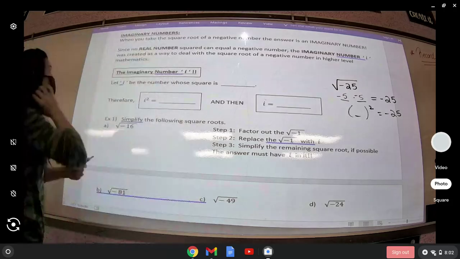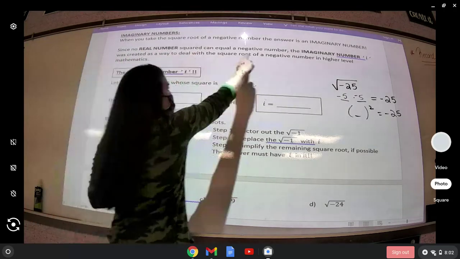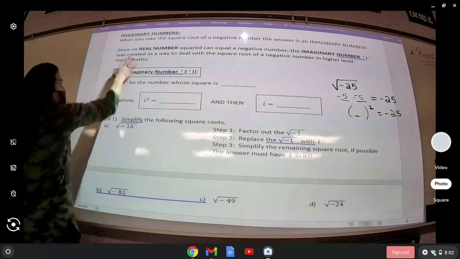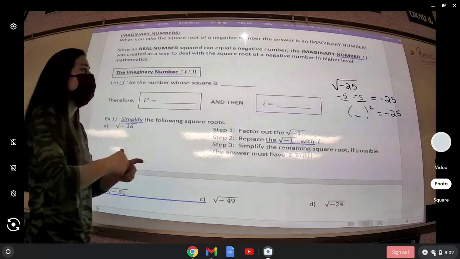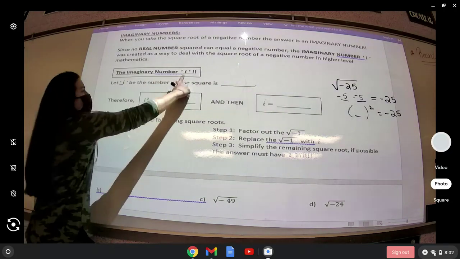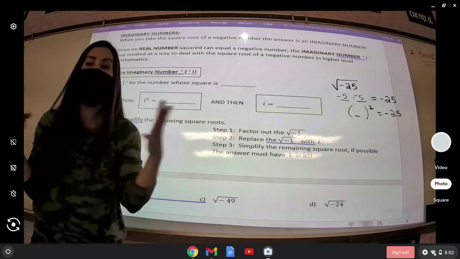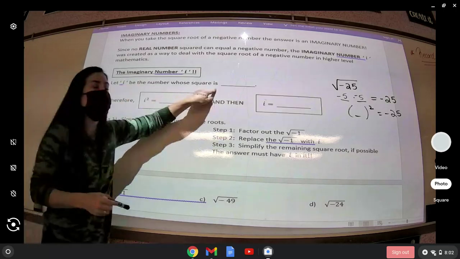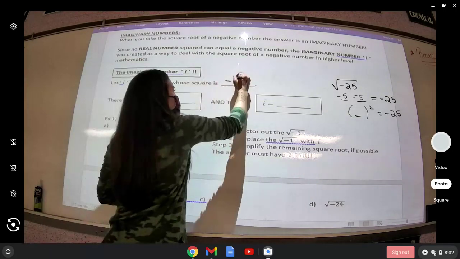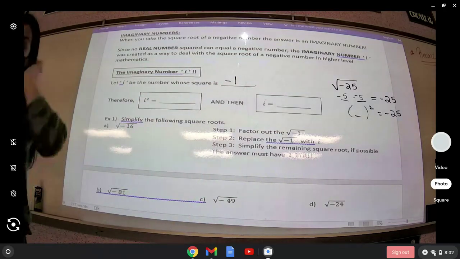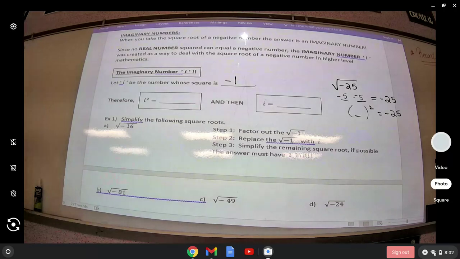Since no real number squared can equal a negative number, the imaginary number i was created as a way to deal with the square root of a negative number in higher level mathematics, okay? So here we go. We use i to represent this imaginary unit. They said, let i be the number whose square is negative 1. They're like, let there be a number out there that when you square it, it ends up being negative, because there's no such real number.